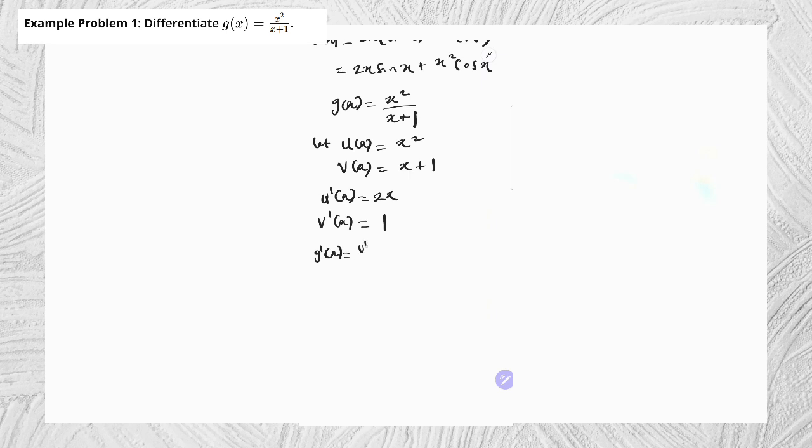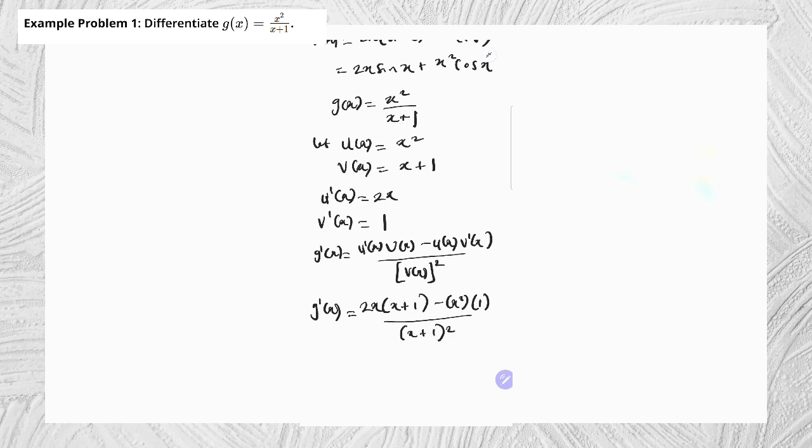Now, once we apply quotient rule and we substitute the value of u of x, differentiated u of x, v of x, and v of x differentiated, you are going to end up with 2x times x plus 1 minus x squared times 1, divided by x plus 1 squared. So now, once you expand and simplify the numerator, you are going to end up with 2x squared plus 2x minus x squared divided by x plus 1 squared.